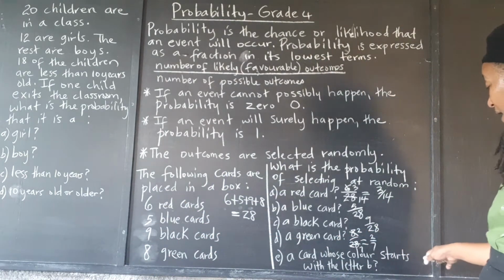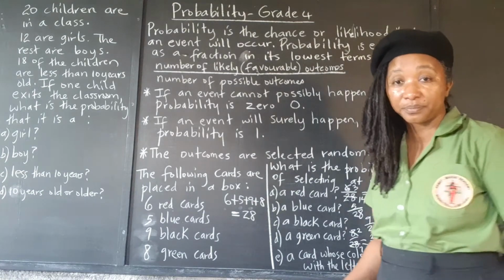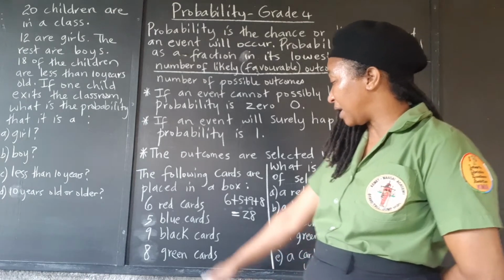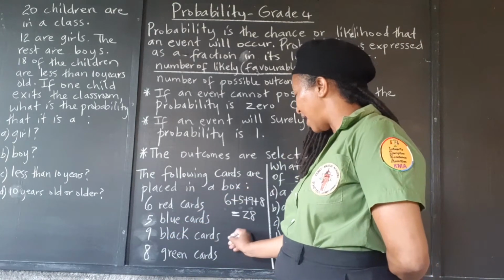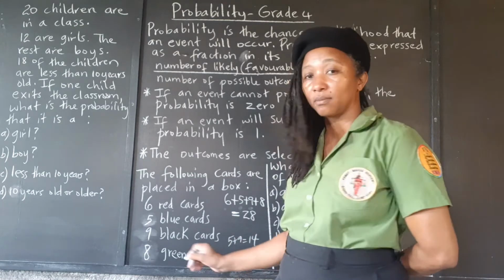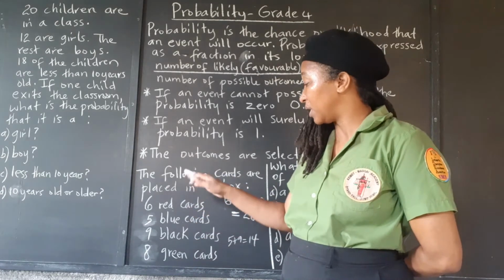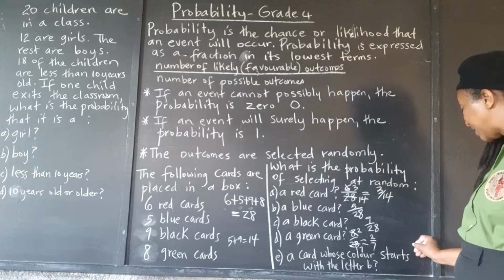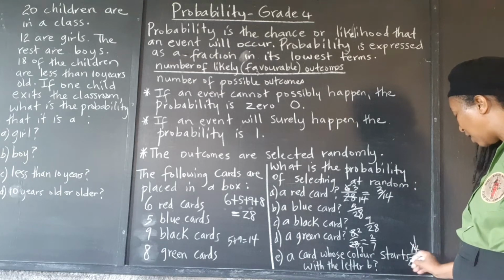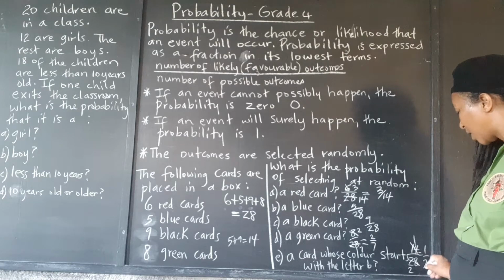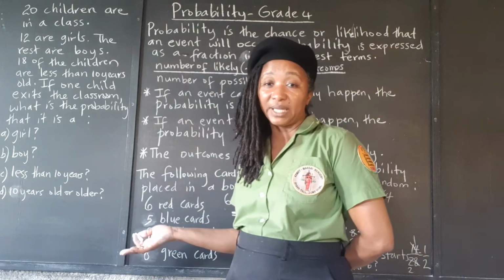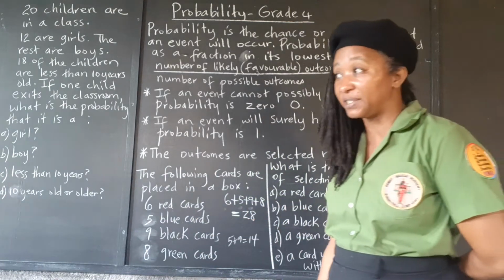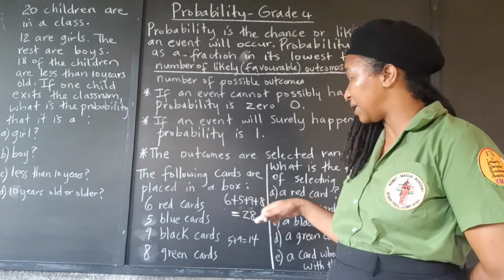What's the probability of choosing a card whose color starts with the letter B? So which colors start with B? The blue ones and the black ones. 5 plus 9, that's 14. Remember, it's 2 things they're talking about: colors that start with B, the blue ones and the black ones. It's 14 of those. So that's 14 out of 28, and that cancels to a half, since 14 goes into 28 2 times. So the probability of choosing a color that starts with blue or black is a half. That's a fair chance, right? 50-50 chance of getting a color that starts with a B.